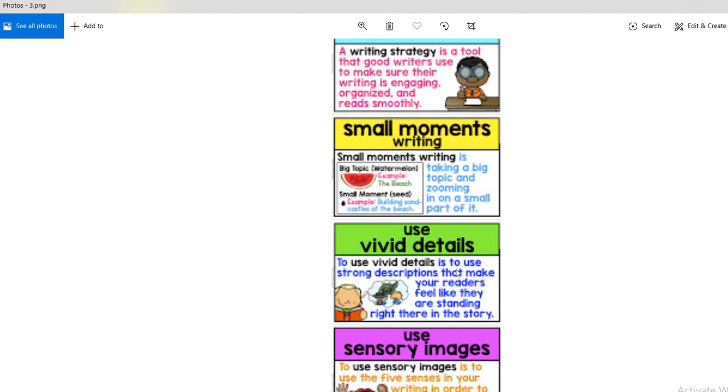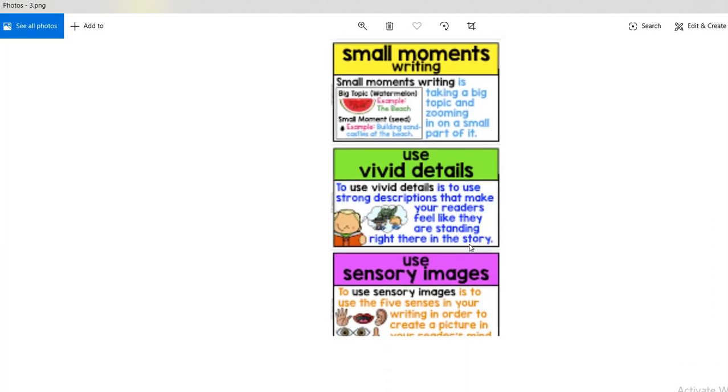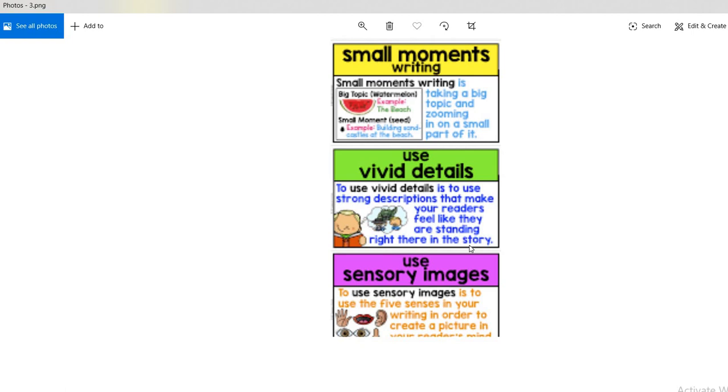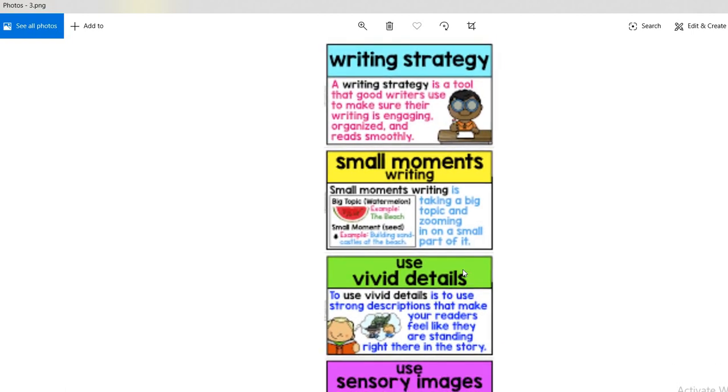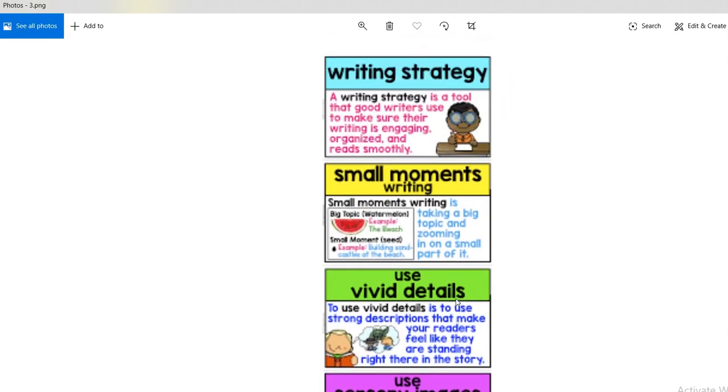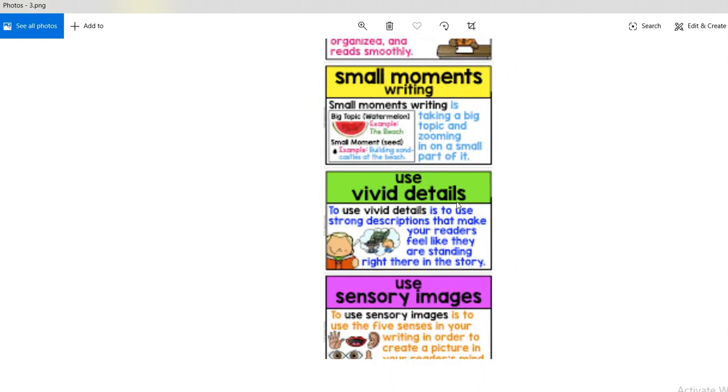To use vivid details is to use strong descriptions that make your readers feel like they are standing right there in the story. Use sensory images. To use sensory images is to use the 5 senses in your writing in order to create a picture in your reader's mind. So we need to use some sensory images, very important as well. So the writing strategies are small moments writing, use vivid details, and use sensory images.